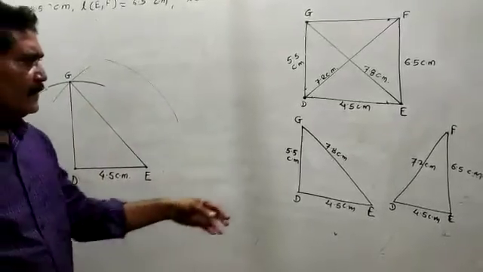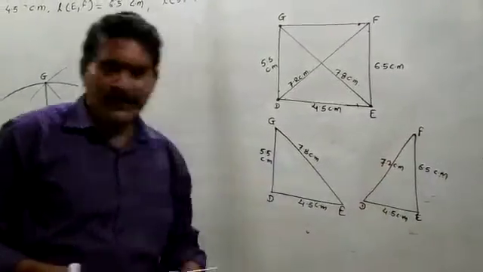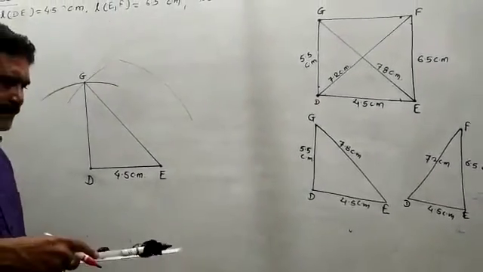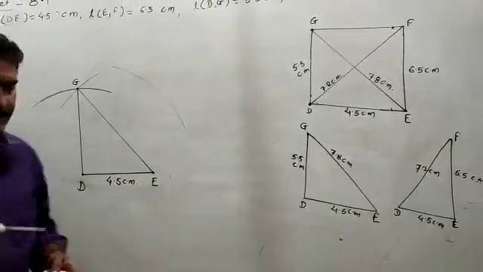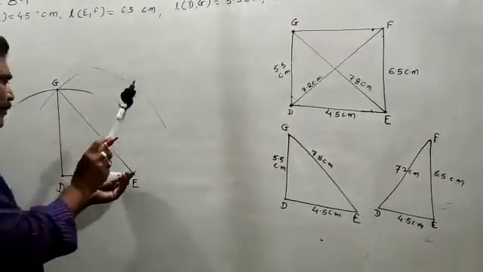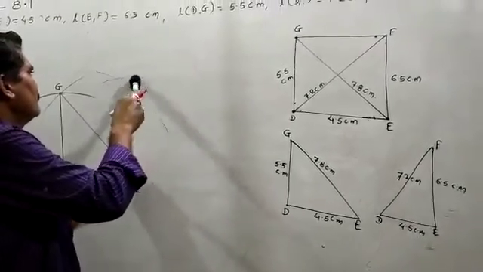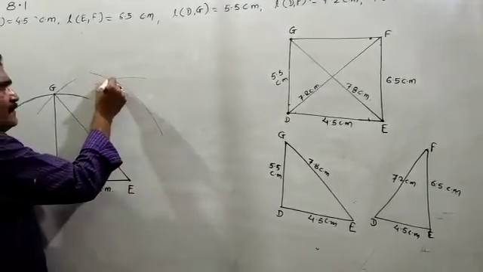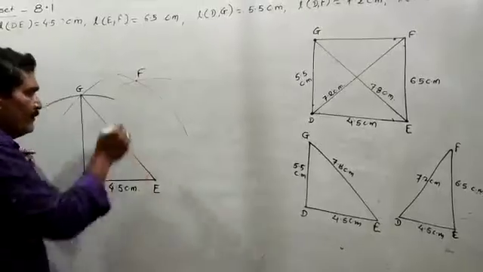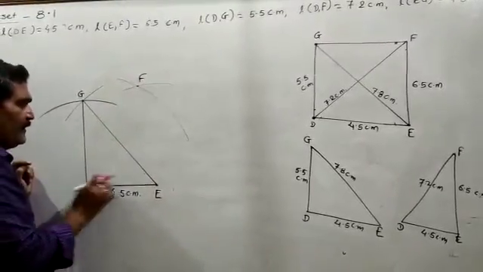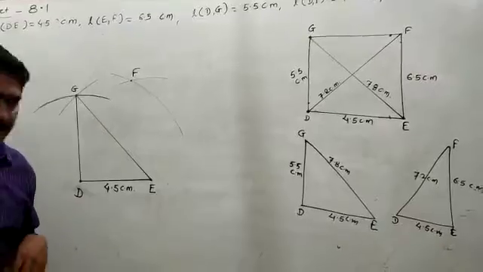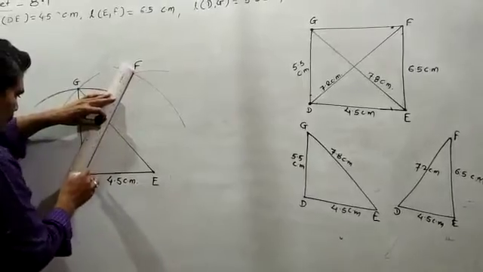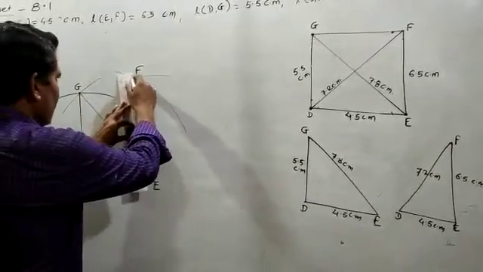After that, the distance of E to F is 6.5 centimeter. So I will take this distance of 6.5 centimeter in the compass, keep the pointer on E, and make the arc like this. This arc will intersect at point F. This is the point F, and according to that you construct the triangle DEF. So I will join these lines like this. Then you have to join this line.